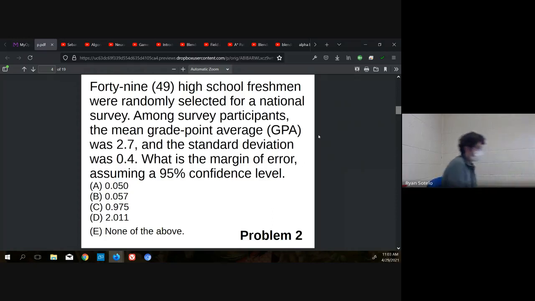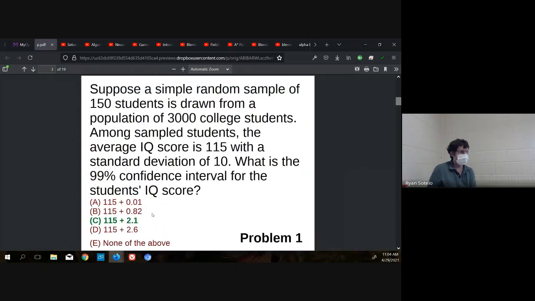T interval. 49 is n, 2.7 is x bar, 0.4 is your s, and 0.95 is your confidence level. Why don't we divide by 2? Because your margin of error, you go that much to the right and that much to the left, so the interval is twice the margin of error, right? Got it.